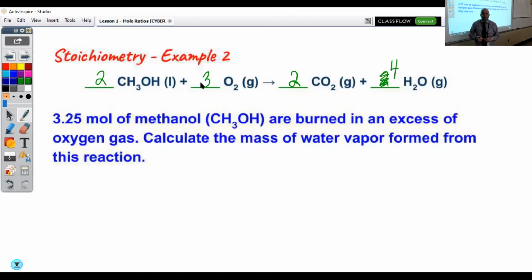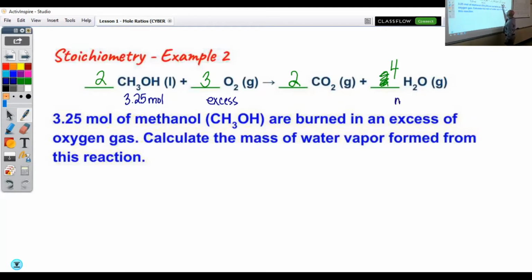Now let's answer the question. If we have 3.25 moles of methanol, that's this one right here. We're starting off with moles, are burned in an excess of oxygen. So we have more than enough oxygen. We don't have to worry about that. Calculate the mass of water vapor formed.